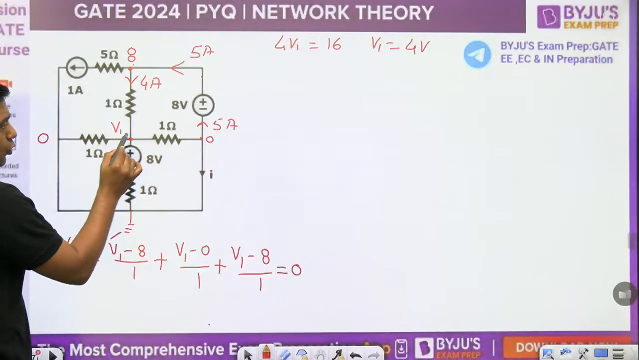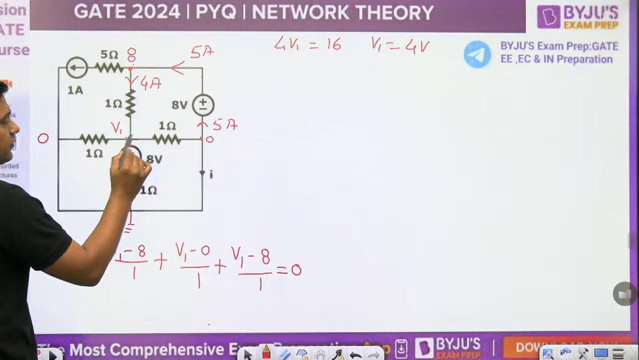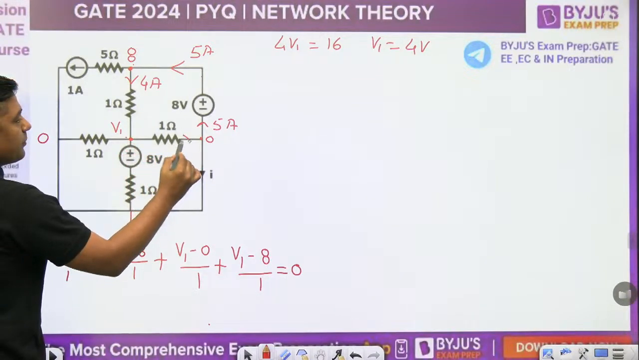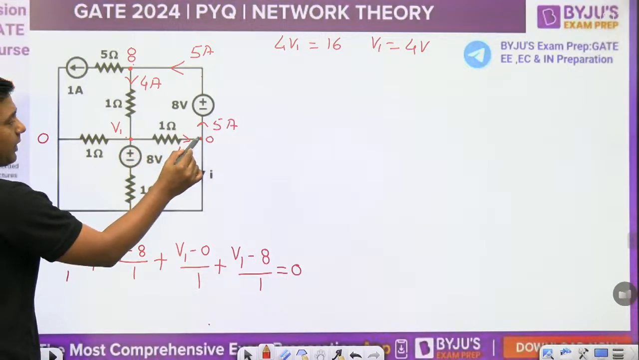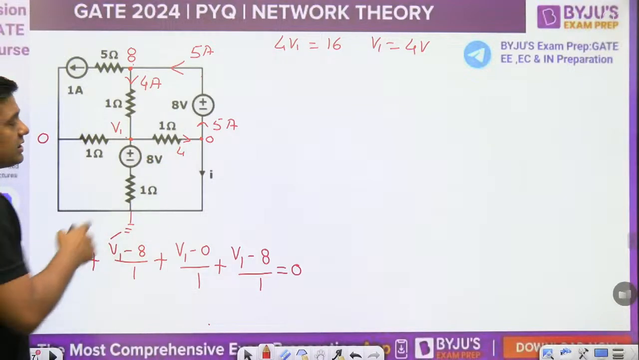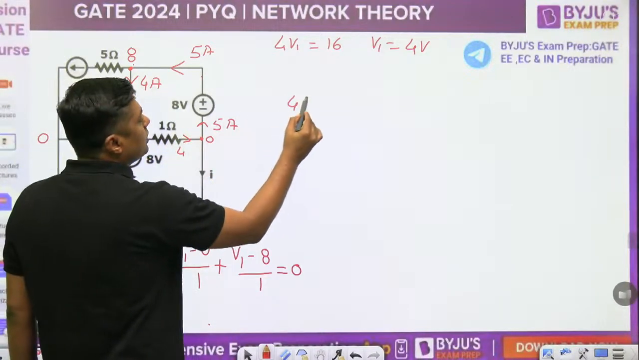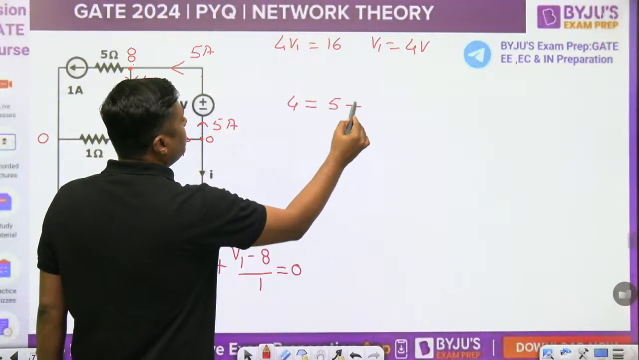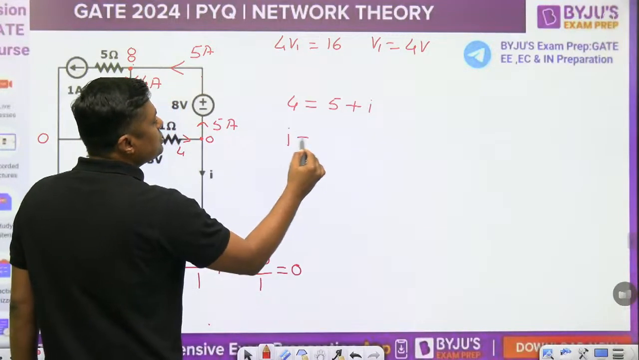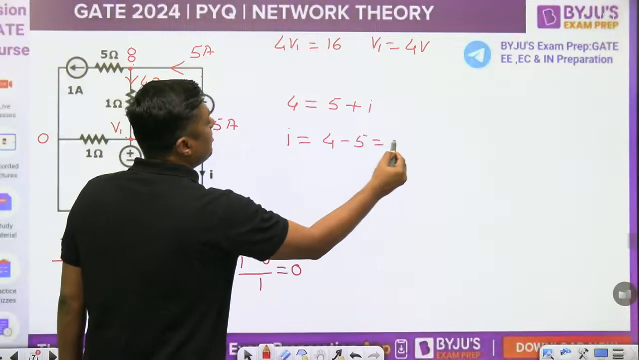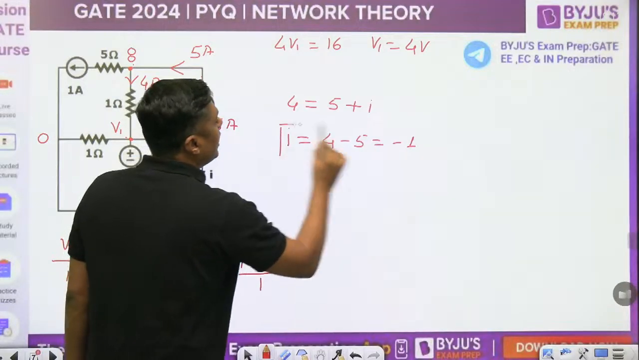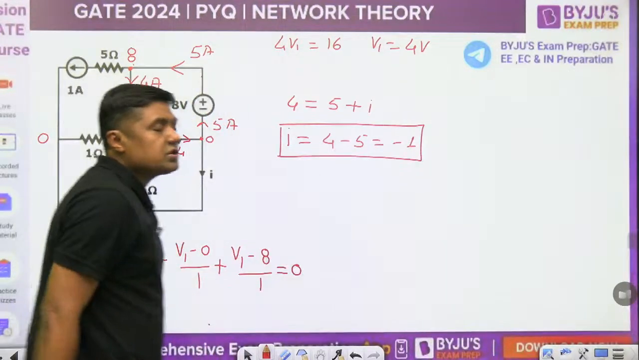Now this is 4 volt. So what is the incoming in this branch? 4 minus 0 by 1, that is 4 ampere. Now you can apply the KCL at this point. So what is the KCL? What is the incoming current? 4 is equal to the outgoing current, 5 plus I. So I is equal to 4 minus 5, that is minus 1.